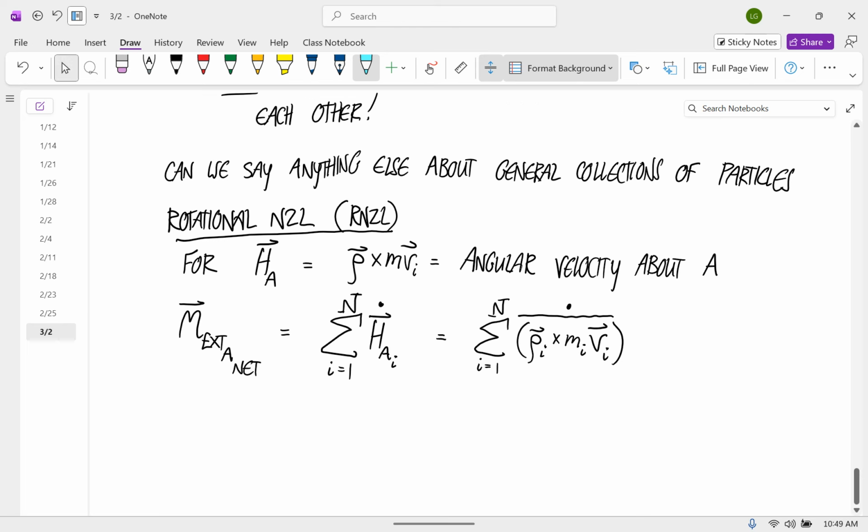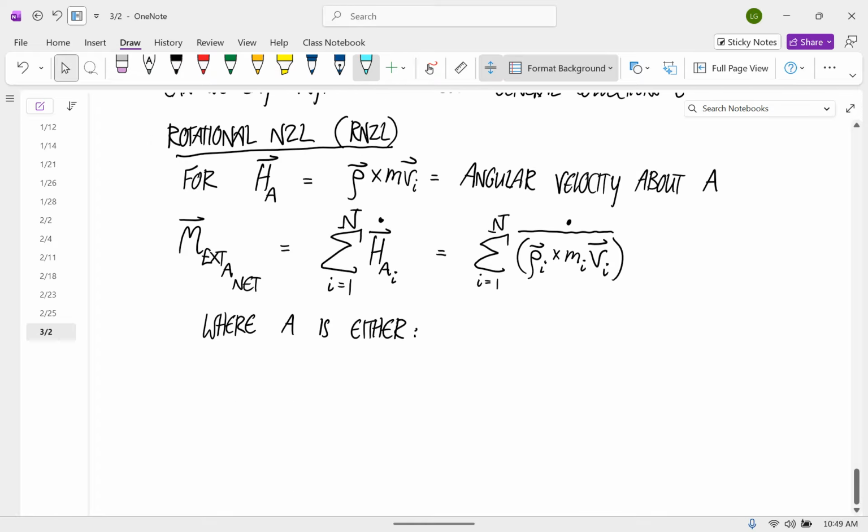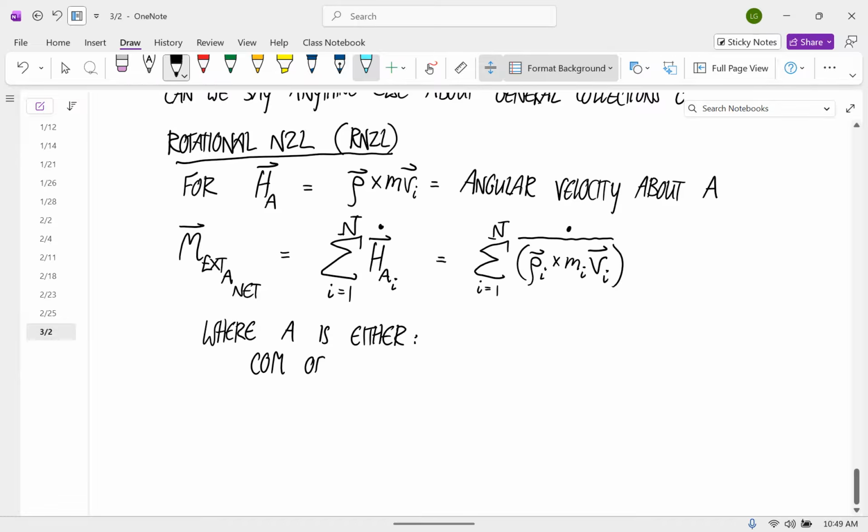And what about this A? There's only two possibilities for A where this holds. So A has to either be the center of mass of the system, or a point that's fixed in the inertial coordinate system. If your point A is not one of these two, that equation doesn't work.